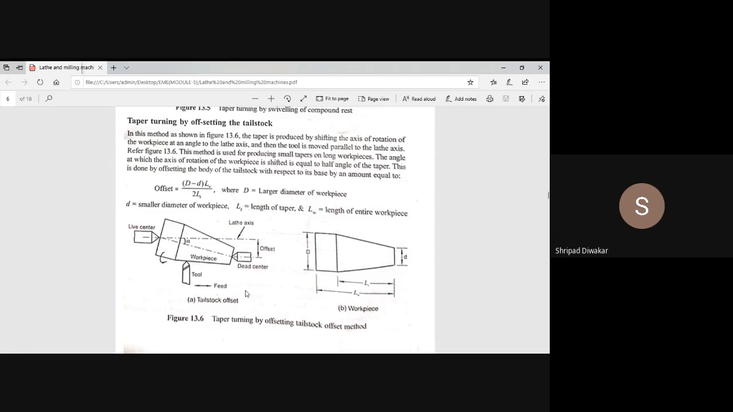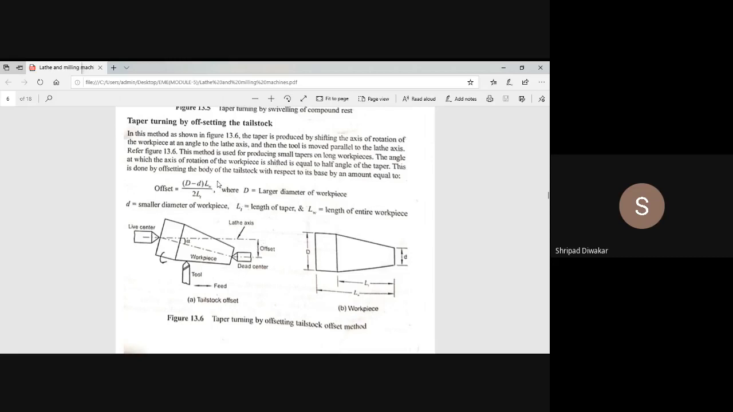Okay, suppose I am having a bigger diameter of 100 mm, a small diameter of 50 mm, a length of the workpiece of 200 mm and a length of the taper of 100 mm. Like that, you have to substitute all the values and you'll get some value, say around 15 mm. So we are going to shift that 15 mm from the original lathe axis.